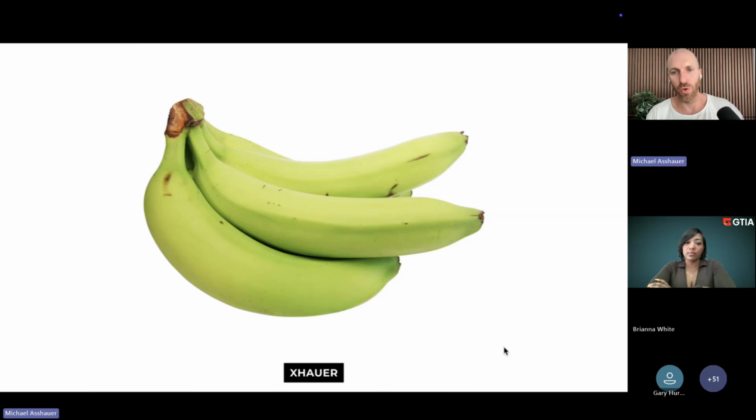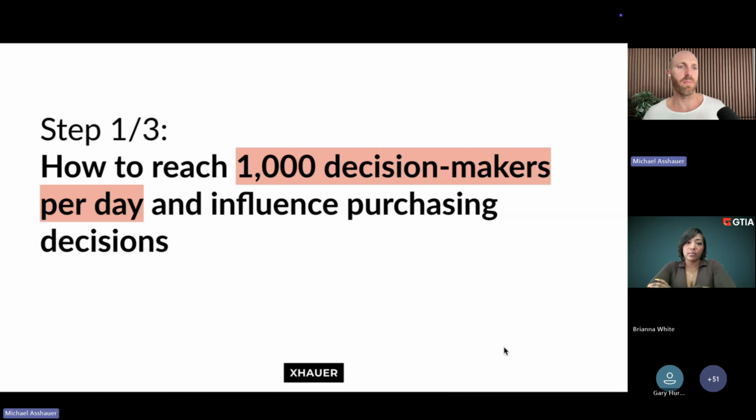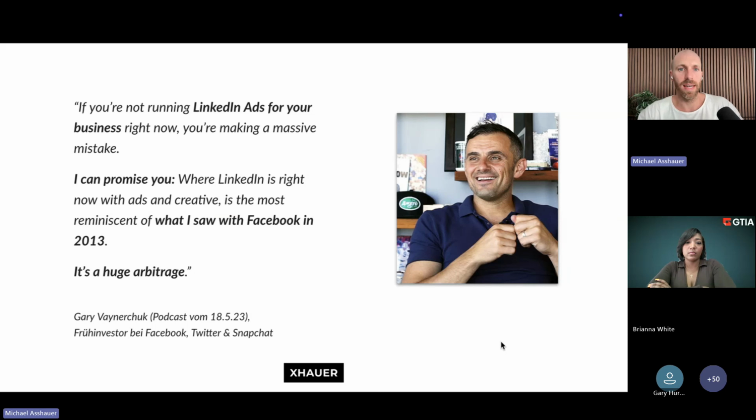Step number 1, our green bananas. Step number 1, how to reach around 1,000 decision makers per day of your exact target audience and influence their purchasing decisions also on the decision maker level within the companies. Yes, we're using LinkedIn ads.